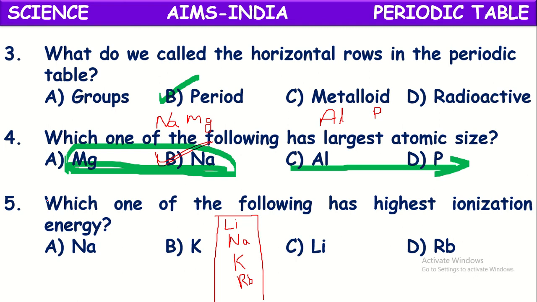Now, they're asking ionization energy. We know in a group from top to bottom, ionization energy decreases because size increases gradually from top to bottom. So, the first element in this group will be having the greatest ionization energy among these all. What is the first element here? Lithium. So lithium is having the highest ionization energy among these all because it is the smallest sized element among these. Ionization energy is inversely proportional to atomic size. So as lithium is the smallest atom among these all, it has greater ionization energy.